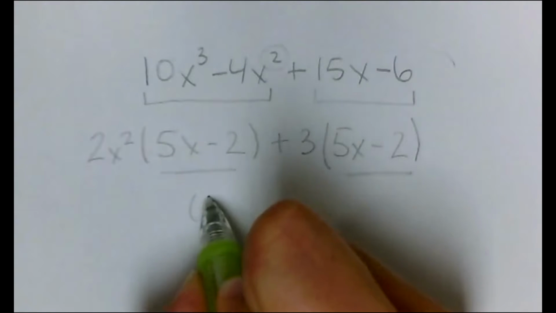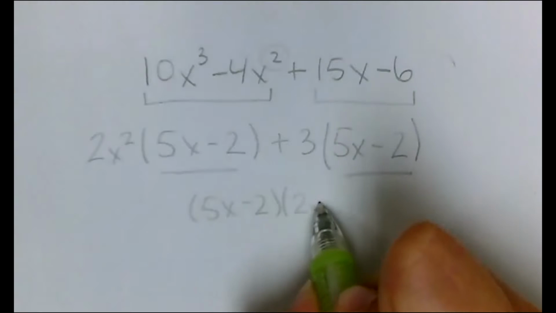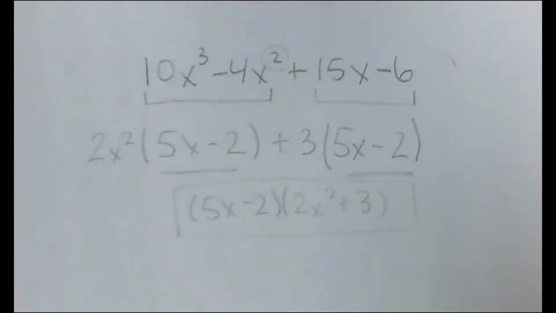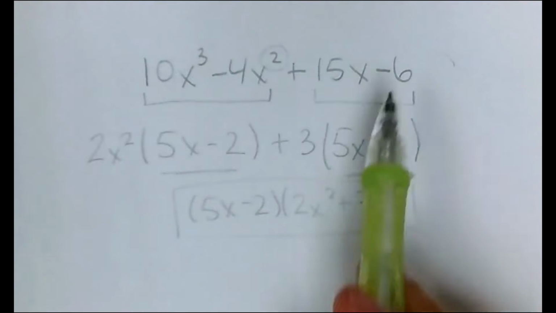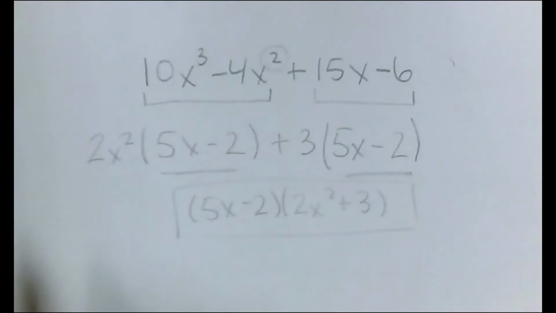So 5x minus 2 is the first binomial, and then what remains, 2x squared plus 3, is the second binomial. But sometimes you might not get them to work, so you can try rearranging them to see if that helps. But if that still doesn't help, sometimes it's just not factorable.